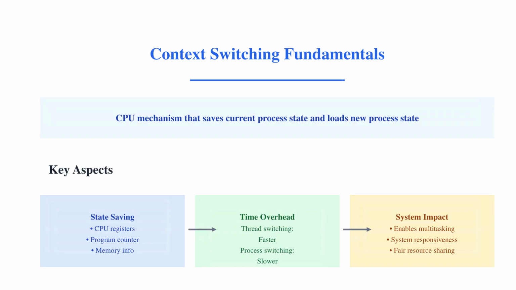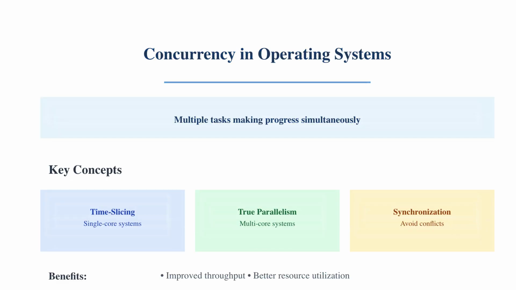The system impact is profound. Context switching enables true multitasking and determines overall system responsiveness. Without efficient context switching, your computer couldn't run multiple applications smoothly. This mechanism directly builds on the process versus thread concepts we just covered, showing why thread switching offers performance advantages in multitasking scenarios.